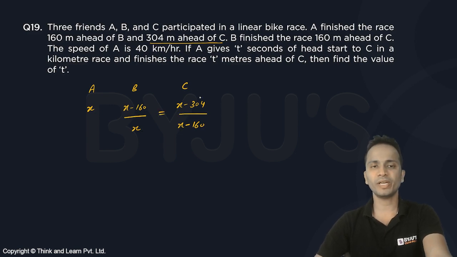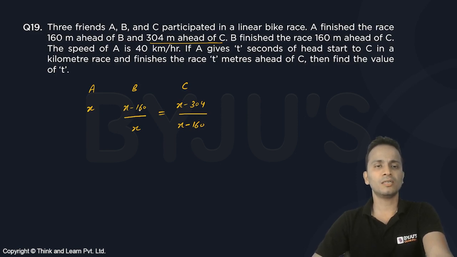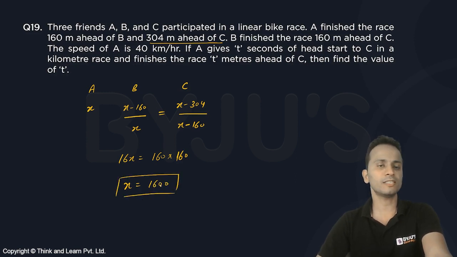So if I equate here and do the cross multiplication, you will get a linear equation in x because x square will get cancelled. Okay. So you will get a linear equation in x, x square cancels. So talking about that, 320x minus 304x, that is 16x is equal to 160 multiplied by 160. Okay, so the value of x will be equal to 1600. So the length of the racetrack is 1600.